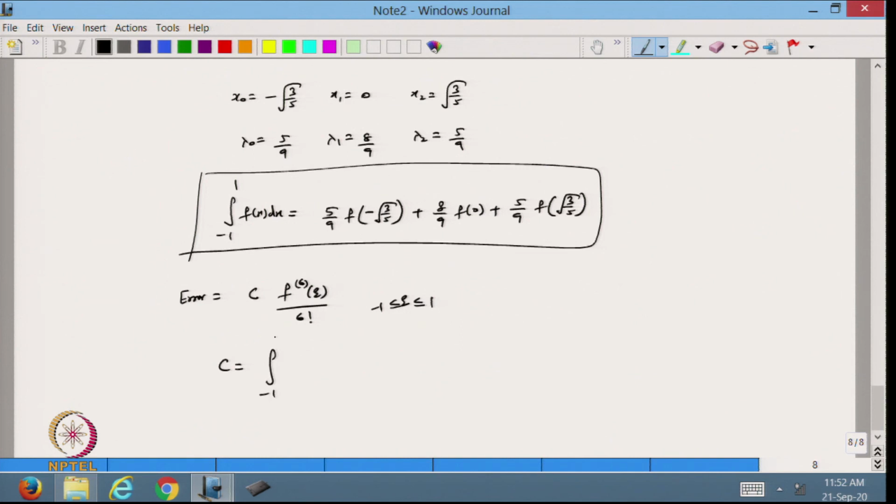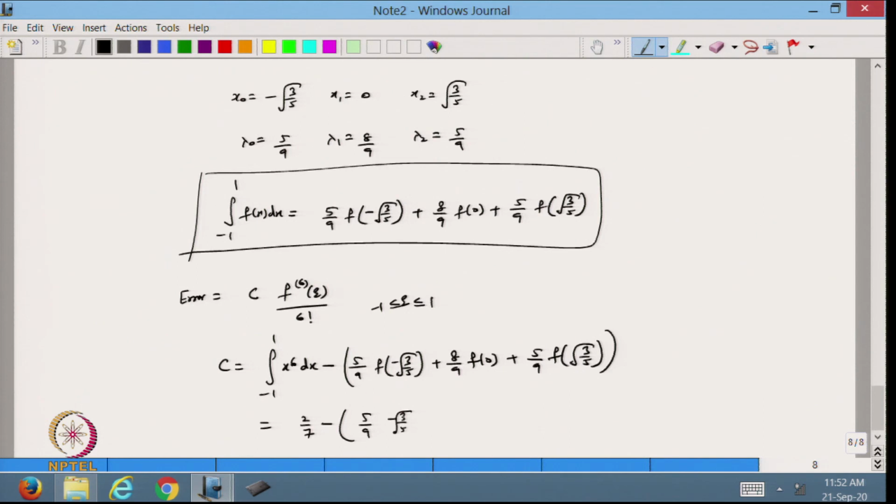So, it is the integral from minus 1 to 1 of x raised to power 6 dx, minus this one: 5 by 9 f of minus root of 3 by 5, plus 8 by 9 f of 0, plus 5 by 9 f of root of 3 by 5. So, from here I can find the value of c. Now, it will be x7, so it will be 2 by 7, right, because x7 by 7 and there will be 2, minus 5 by 9. So, this value will be minus root of 3 by 5.